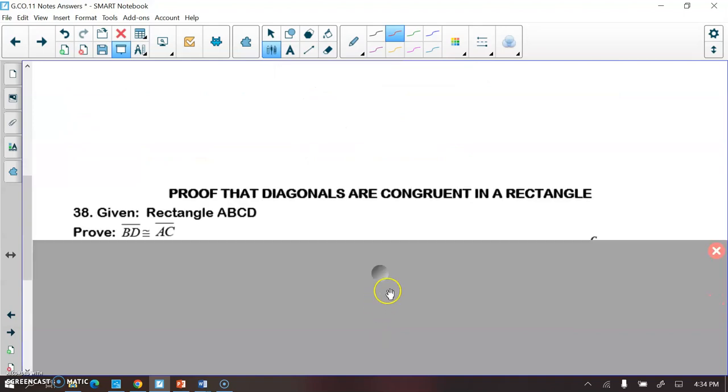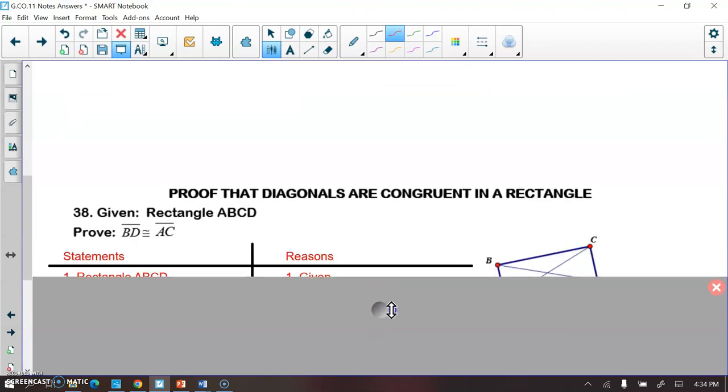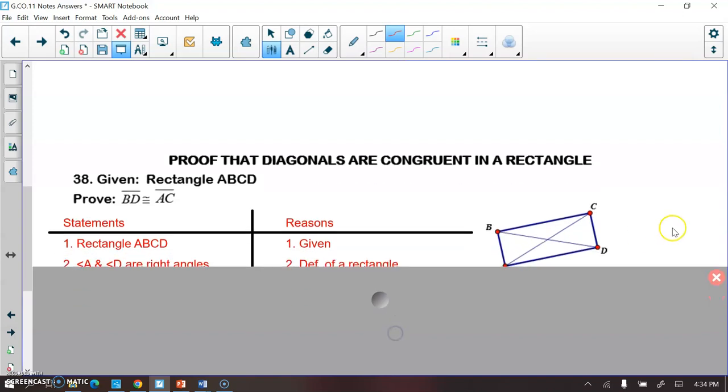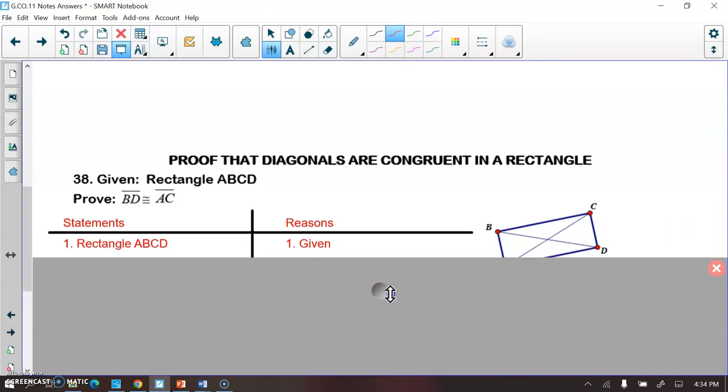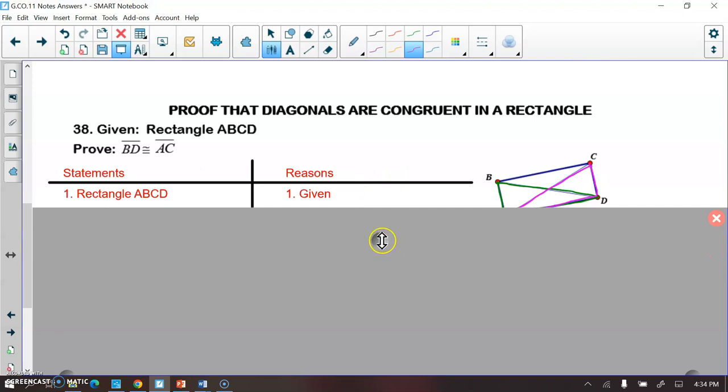We're going to prove that the diagonals are congruent in a rectangle. So we want to prove that BD and AC are congruent. What we're going to do, I'm going to outline BD in a color, and I'm going to finish off that triangle there. And I'm going to highlight AC in a color, and I'm going to finish off that triangle. These are the two triangles we are going to be proving congruent.